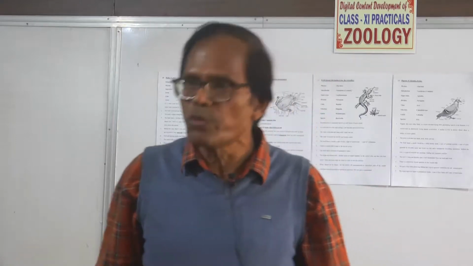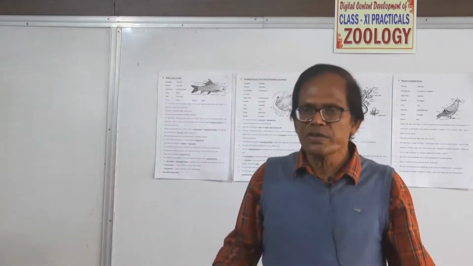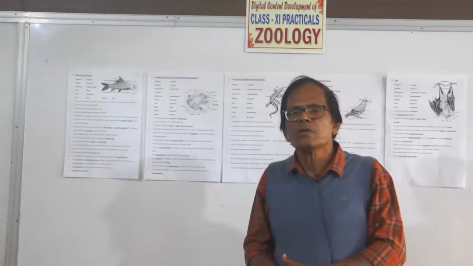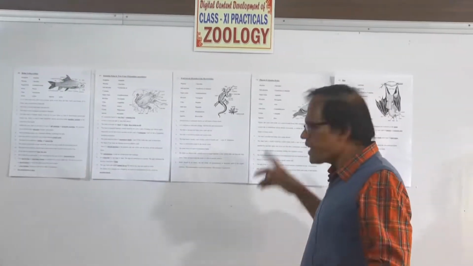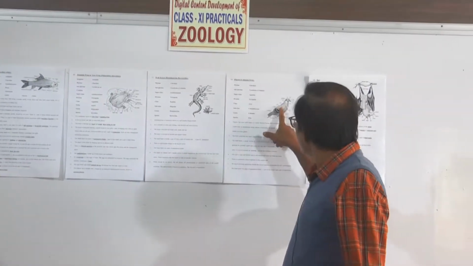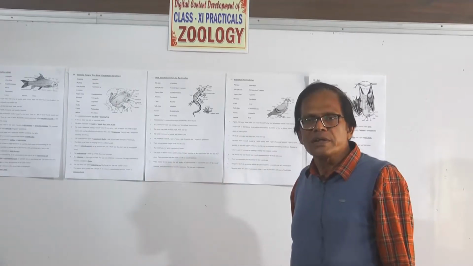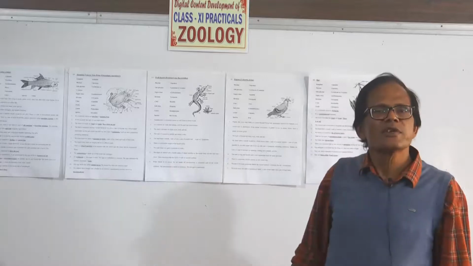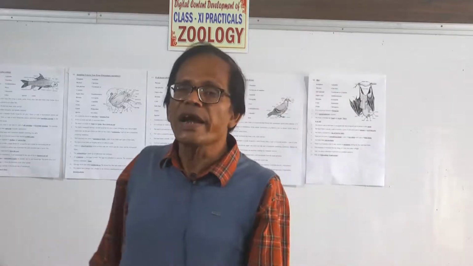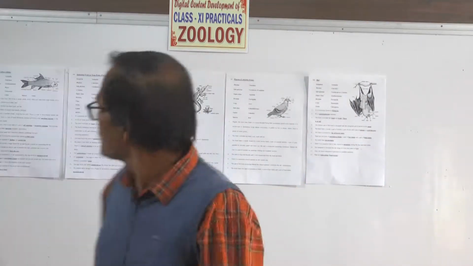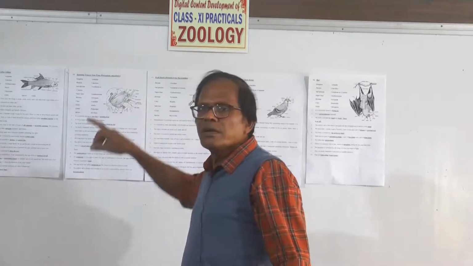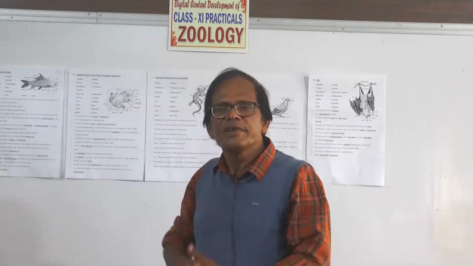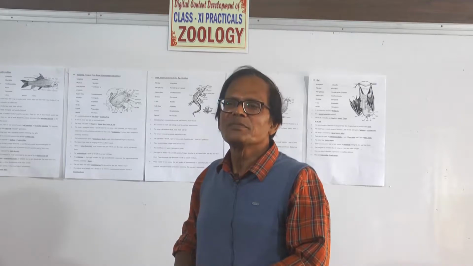Wings. They are aerial. They can fly. They have wings. What is a wing? A transformed forelimb. And the second character is that their body is covered by feathers. Here, in the case of reptiles, the body is covered by dry epidermal scales. In the case of amphibians, the body is not covered by anything.